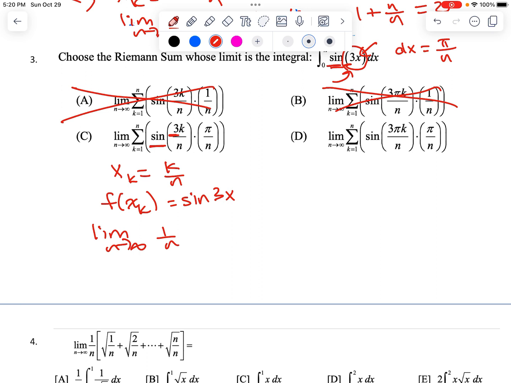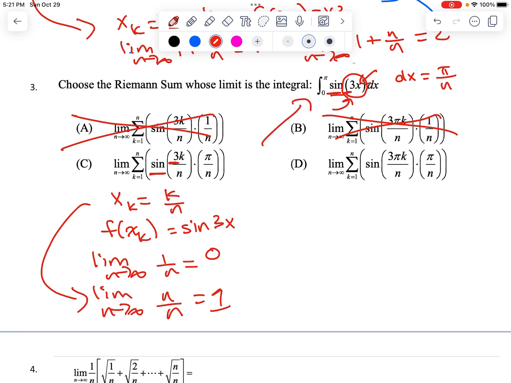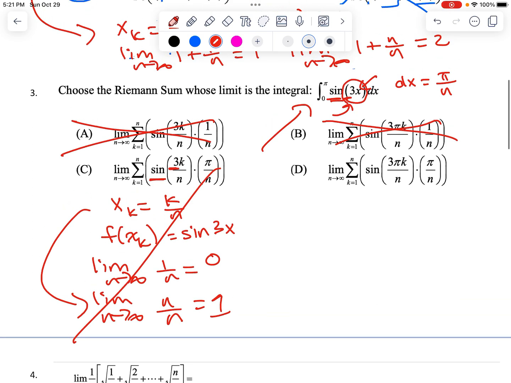My first bound would be 1 over n, which is 0, and then your upper bound would be n over n, if I plug in n for k, which is 1. But if I look at my definite integral, it's not going from 0 to 1, it's going from 0 to pi. So this is not the answer, but we can check D just to make sure.